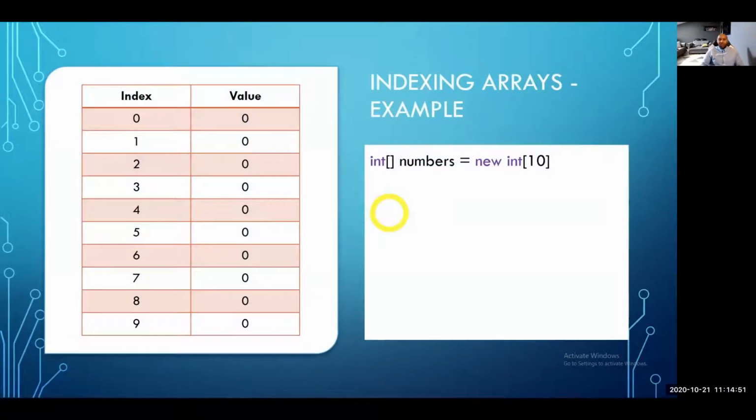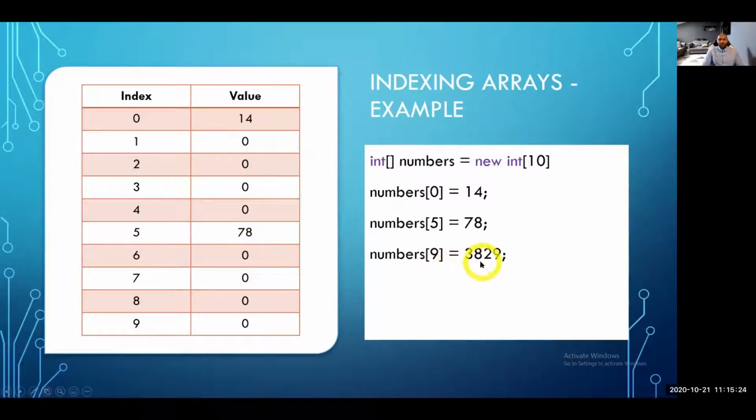I just want to show you an example of indexing into an array. So again, we have int numbers equals new int, size 10. Let's set numbers 0 equal to 14. It's going to do as you expect. Numbers at index 0 is going to equal 14. Let's set numbers 5 equal to 78. Again, that's going to do as you expect. Numbers at index 5 will equal 78.